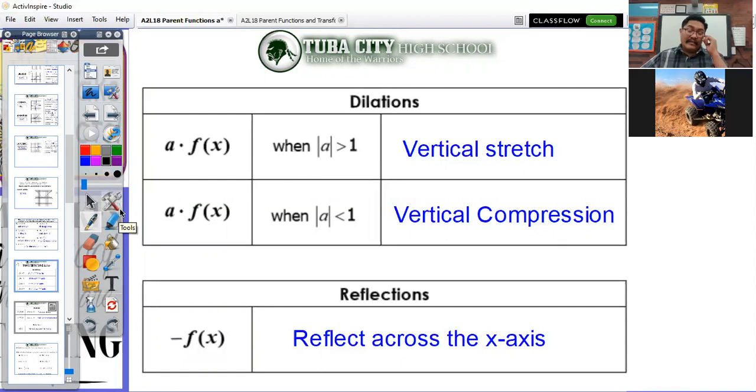But anyway, dilation actually does not mean make bigger. It can also mean to shrink it as well. So sometimes people call this vertical compression. They call it a shrink instead.